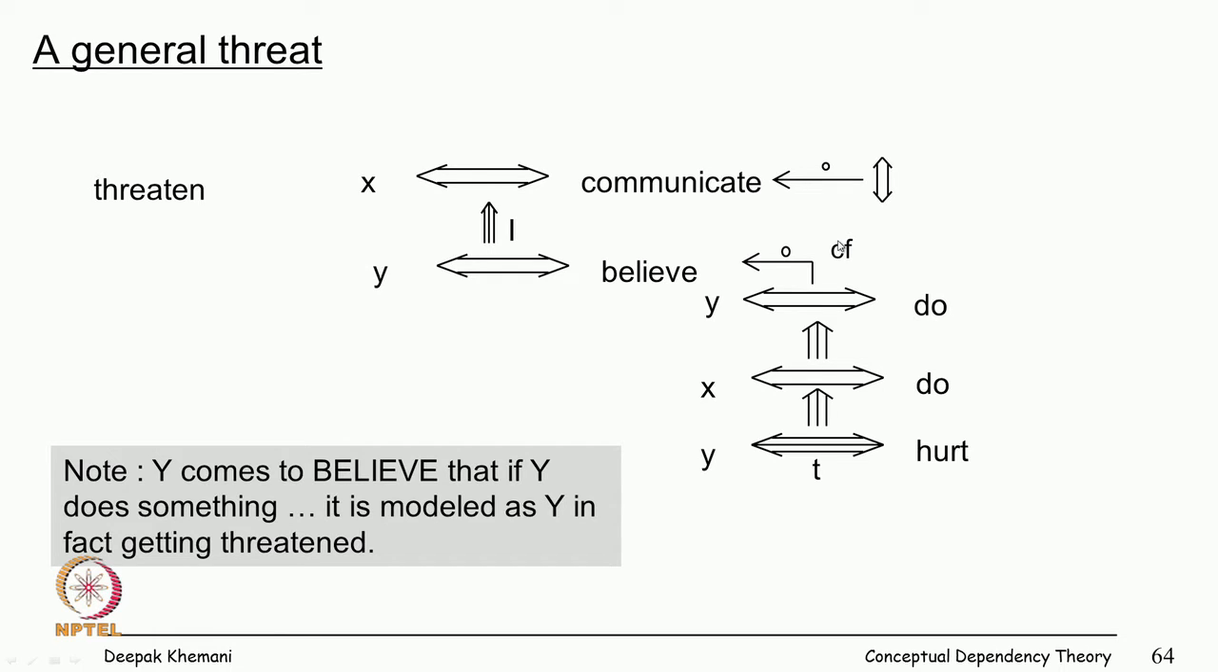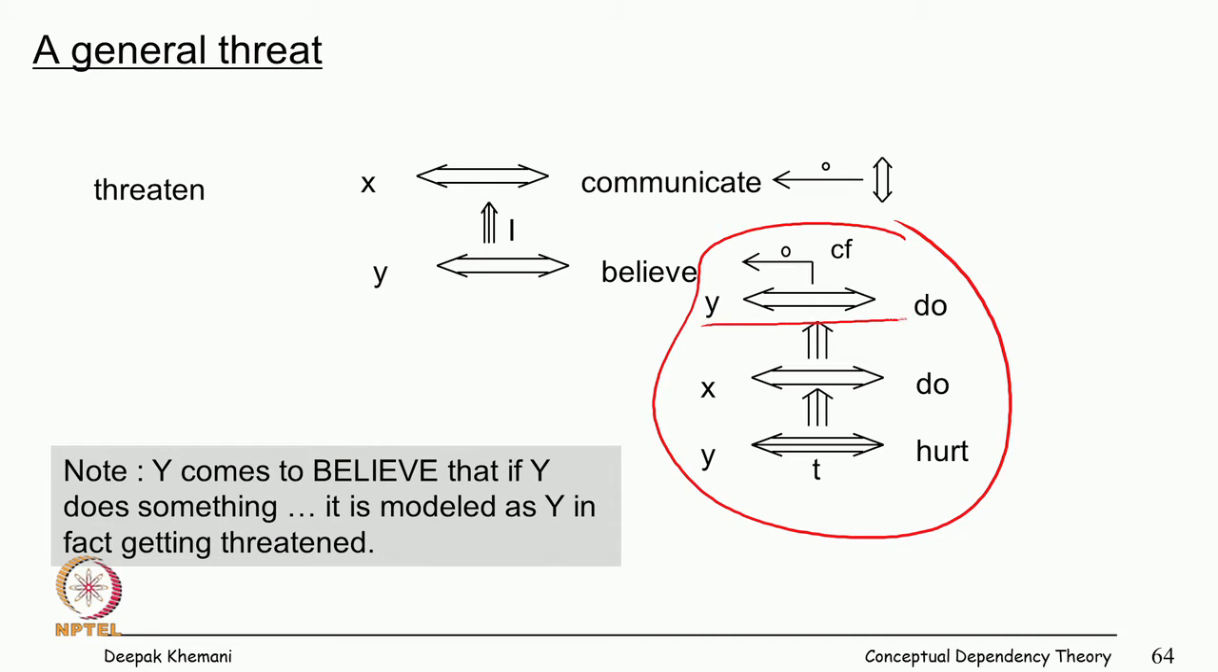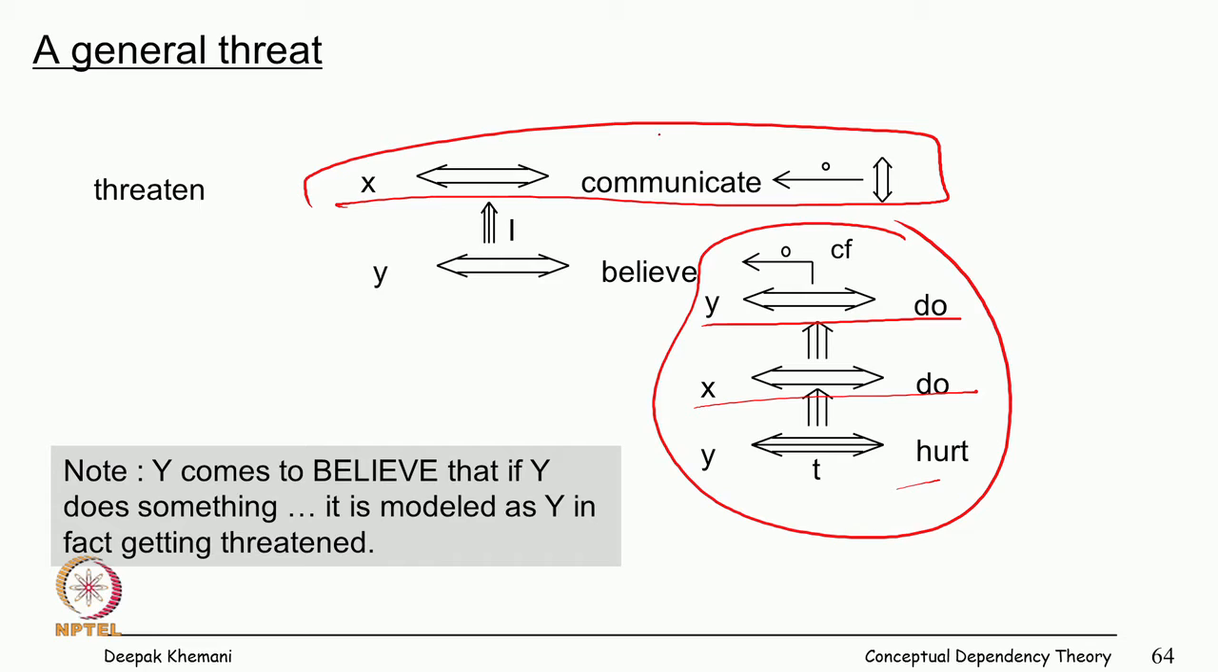So, what Y comes to believe is this whole thing. The object of Y's belief is that if Y does something, as a result of which X will do something, as a result of which Y will be in a state of being hurt essentially. And how did Y believe this? Because X communicated that to him. We have not stated that he communicated to Y, but that may or may not be explicit. You could model it explicitly if you wanted.